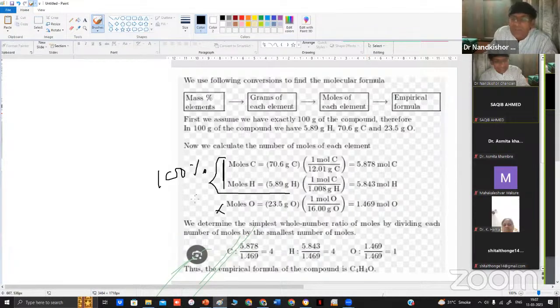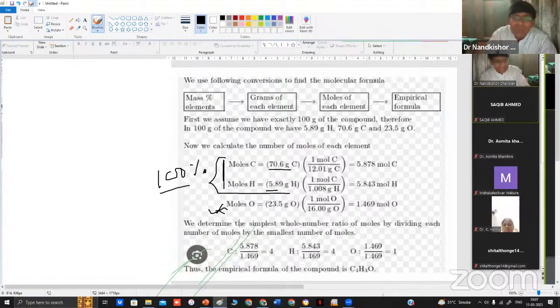If it is not 100%, then whatever number it makes, suppose this is 70 and this is 50, so roughly this will be 76 point something. Then you have to take the difference between 100 minus 76 point something. That gives you the percentage of oxygen. Sometimes the oxygen percentage will be given, sometimes it may not be.